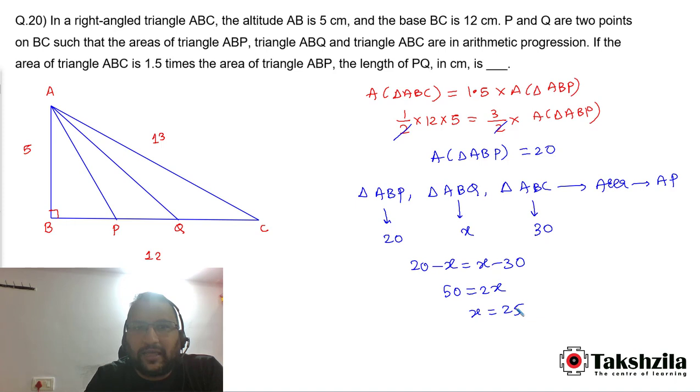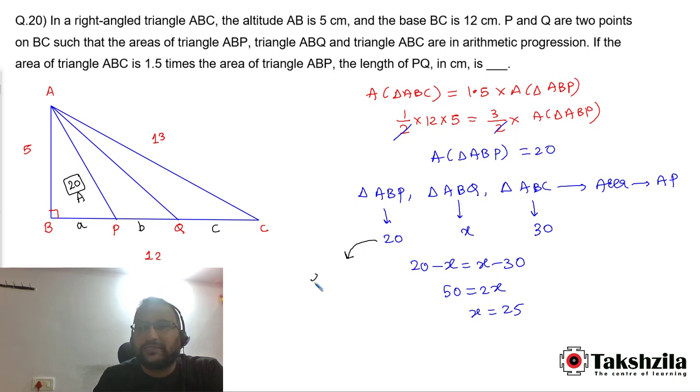So what we need to find is the length of PQ. Let's have a look at it. Let's say this is small a, small b and small c. So what can we write here? x is equal to 25. The area of triangle ABP is 20, this triangle's area is 25, and then the area of the whole triangle ABC. Hold on, one second, let me correct this. So the area of triangle ABP is 20.